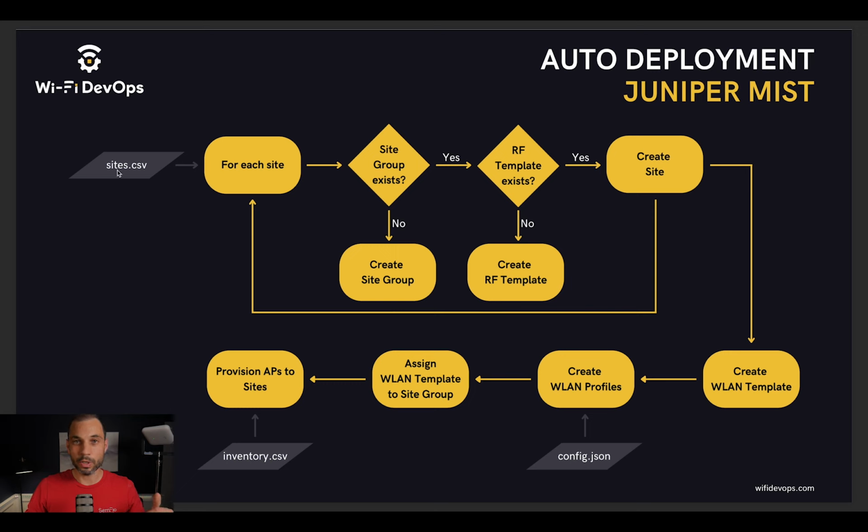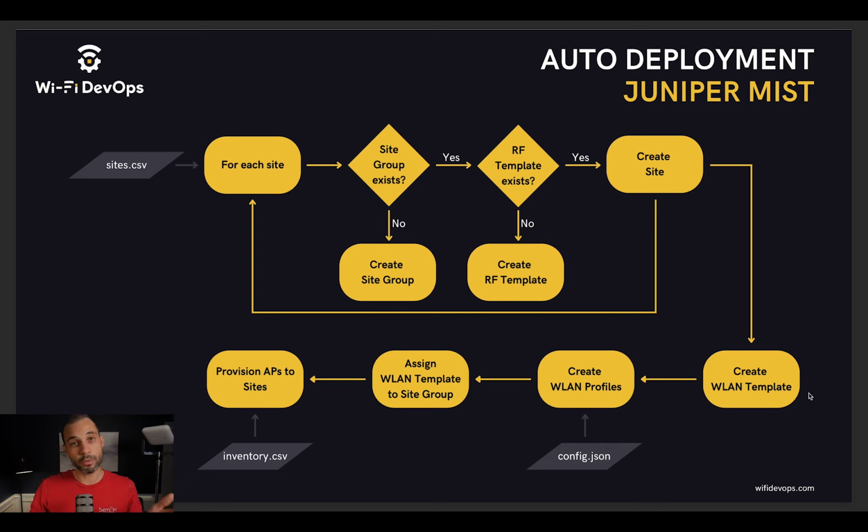First of all, we retrieve the list of all of the sites that we want to deploy Wi-Fi at. And for each of these sites, we're going to see if the site category or the site group exists, and if the ARF template exists. If they don't, we create them. And then we're going to create the site on the Mist cloud. And we're going to repeat that for each of the sites.